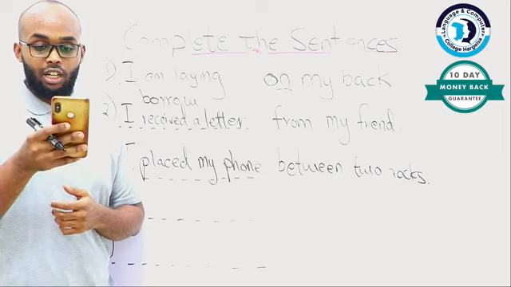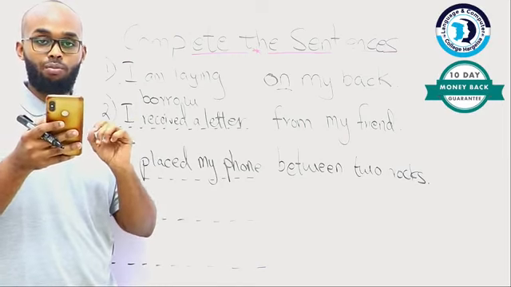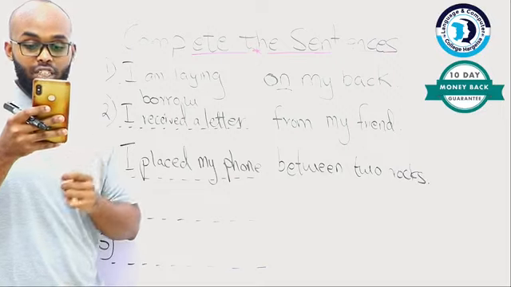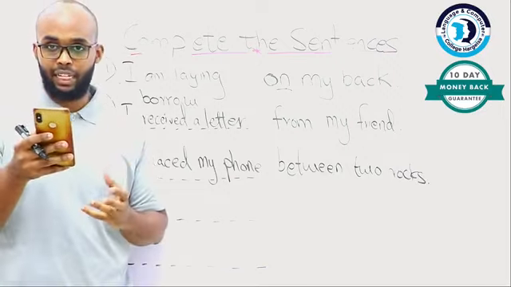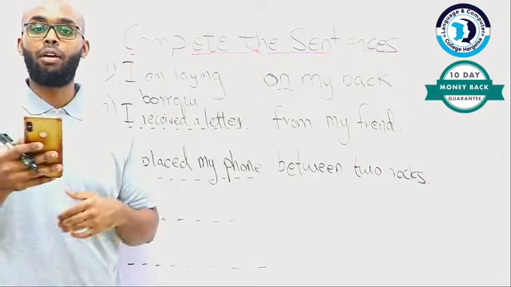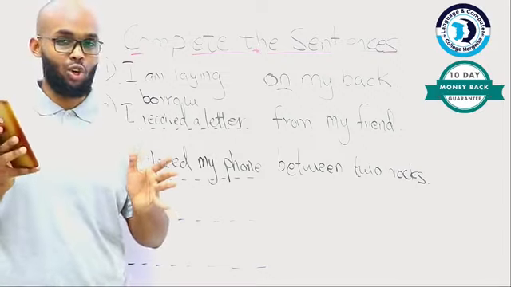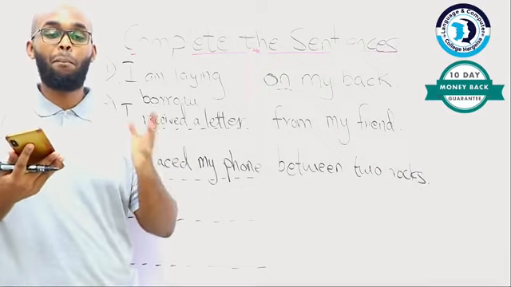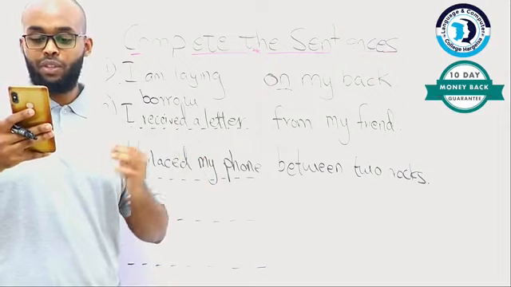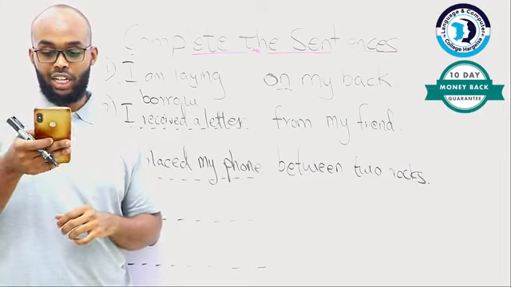I found a comb between two rocks. That's very nice. I found few money. Money is uncountable in English, so you can't say few money. You can say, I found some money. I found money. That is the best example you can say. I found money between two rocks, or in between two rocks. That's very nice.